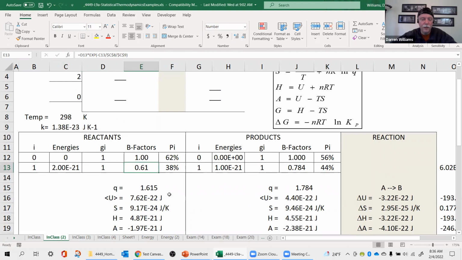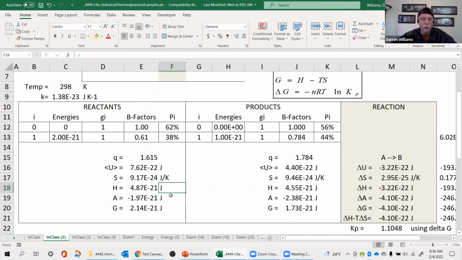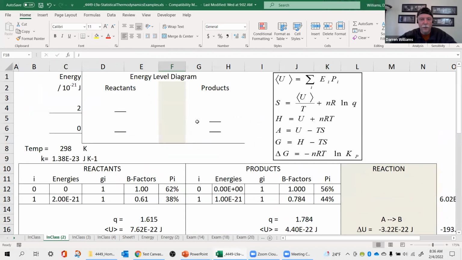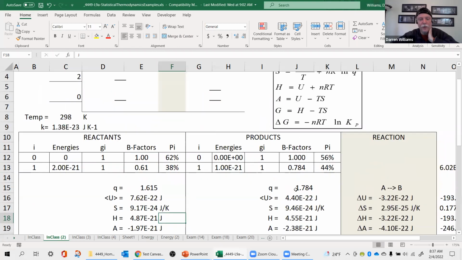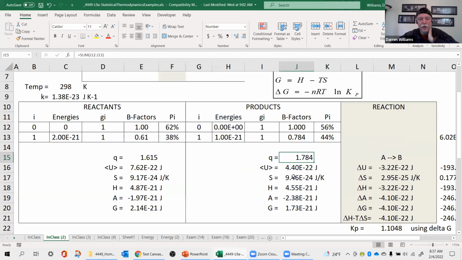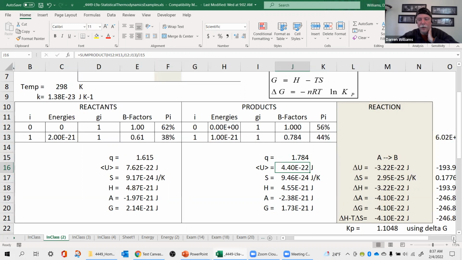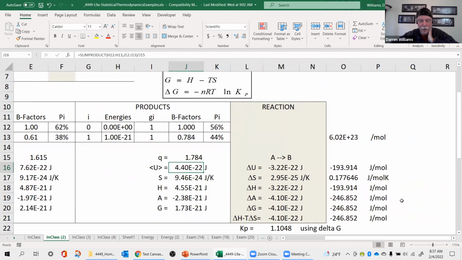Okay, and then all my energies are going to be in joules, joules per Kelvin for the entropy, joules for the enthalpy, and so on. This is that expanding system where the energy levels decrease in their spacing because we have a bigger volume and we have a larger Q, but we lost energy, and so it's going to be exothermic and exergonic.